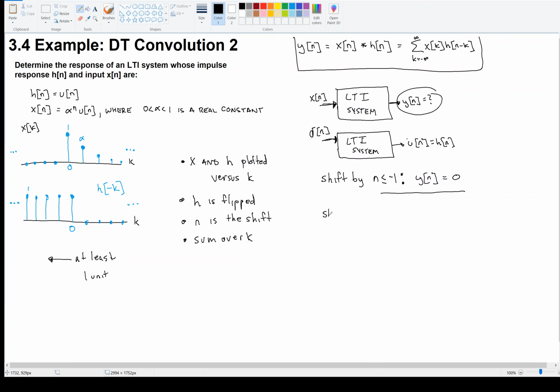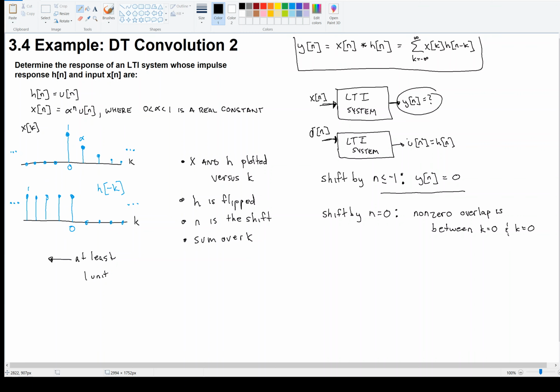Now, if I shift by n equals 0, meaning I don't shift at all, the non-zero overlap, I'm going to write it out. Non-zero overlap is between, well, I only have 1 point of non-zero overlap, right? That goes from 0 to 0. And remember, this is k. K goes from 0 to 0. So between k equals 0 and k equals 0.